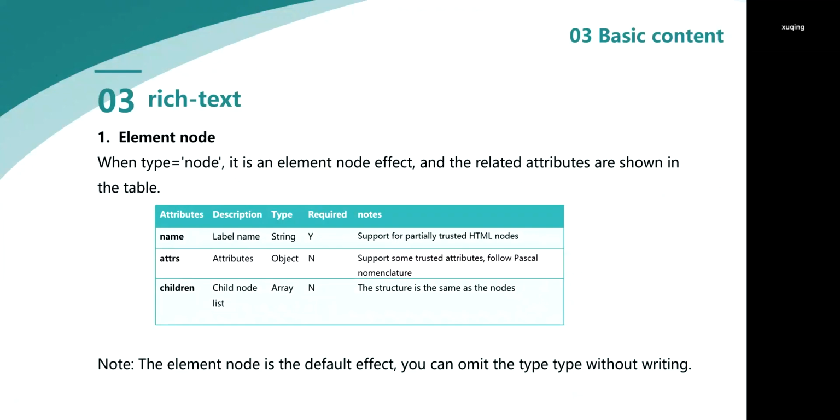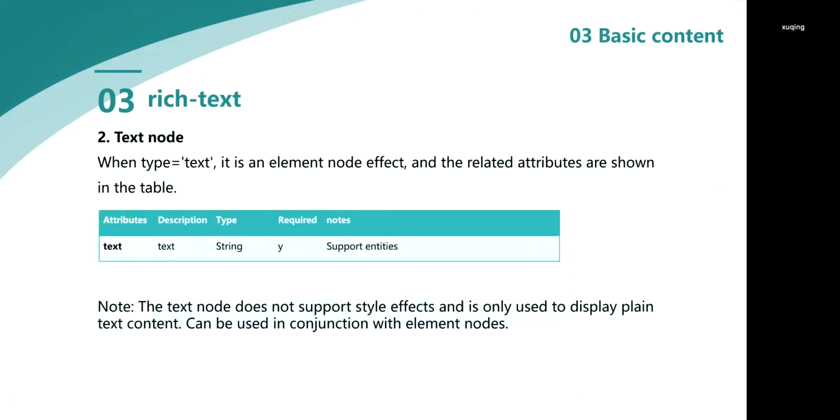We also have the text node. When the type is text, it is a text node, and the related attributes are shown in this table. You see, we have a text attribute. We support entities. The text node does not support style effects, and it's only used to display plain text content. It can be used in conjunction with the element nodes.